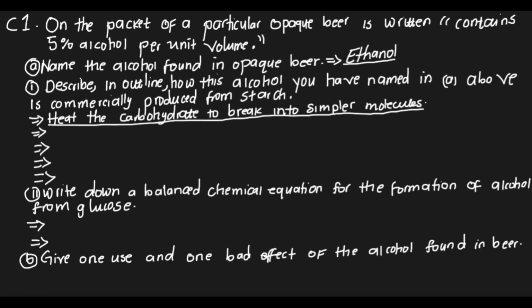Now let's look at the step that must be followed after we heat the carbohydrate. Then we need to add the yeast, and the reason why yeast is added is that there is an enzyme, zymase, that assists the reaction to move at a faster rate. So point number 2 will say yeast is added to the mixture. That is our second step.